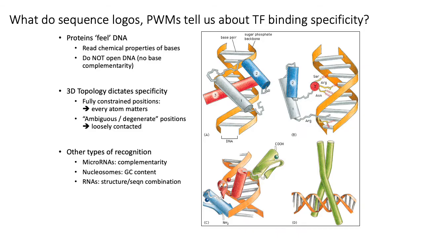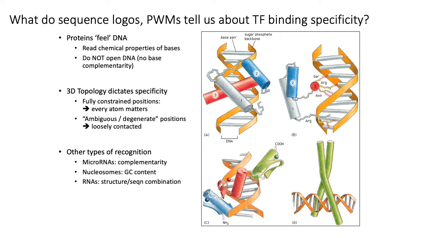So let's conclude now with some practical ideas about how PWMs are used to both characterize TF binding specificity as well as identify actual TF binding sites across the genome. And so, again, kind of going back to the idea of, well, what can you do with a sequence logo and position weight matrix? So number one, you can basically use it to get some sense of the sequence specificity of a transcription factor.